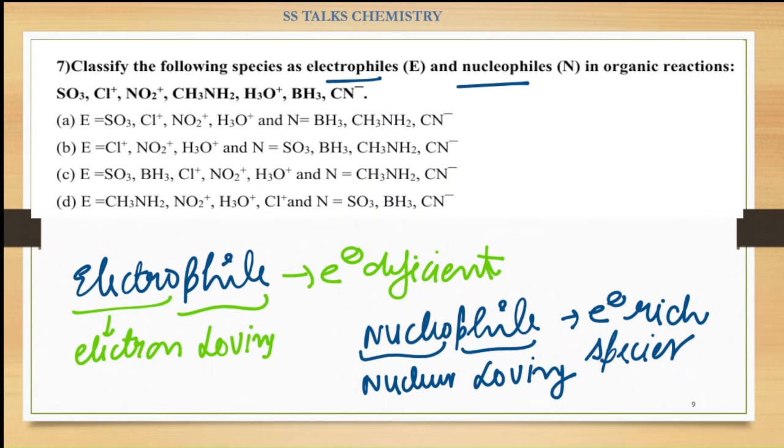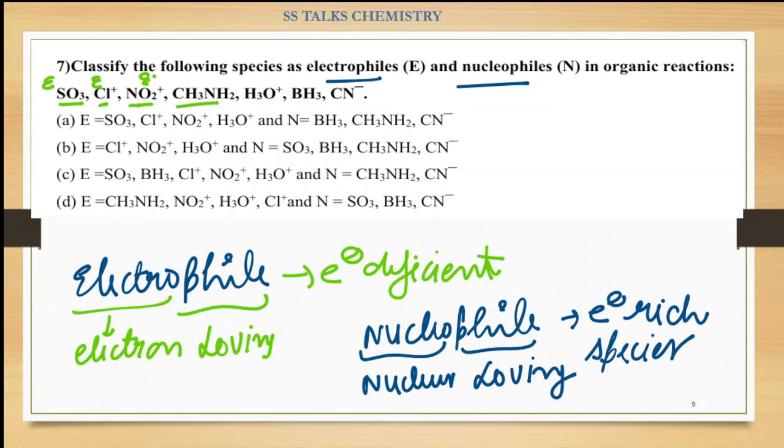Now in the various molecules you have to see which one is your electron deficient species and which one is your electron rich species. So the first molecule you have is SO3. Now in SO3 there is a presence of vacant d orbitals, so this is going to be electrophilic in nature. Okay. Next is Cl positive. Cl positive means it is electron deficient, so again this is my electrophile. Next is NO2 positive. This is again a positive charge bearing species, so this is your electrophile.